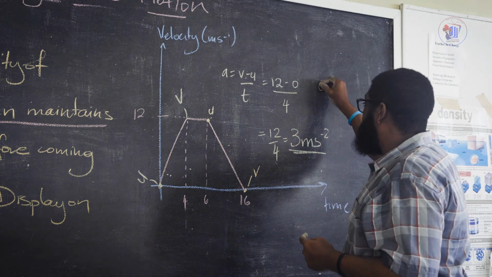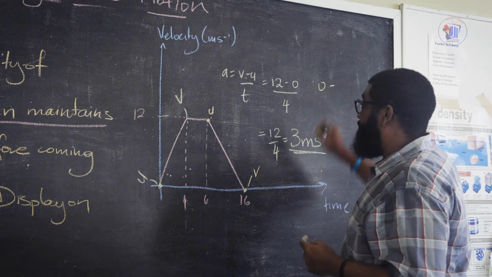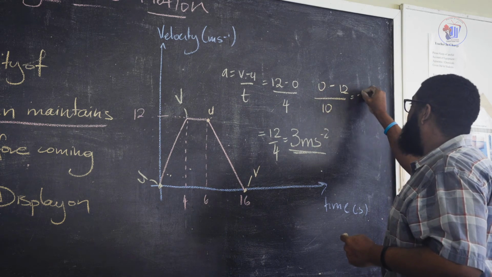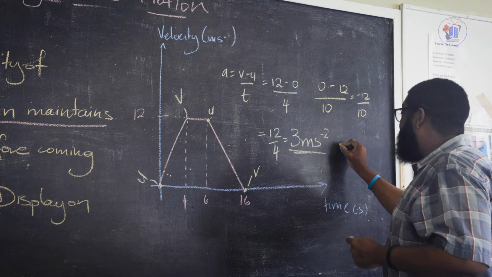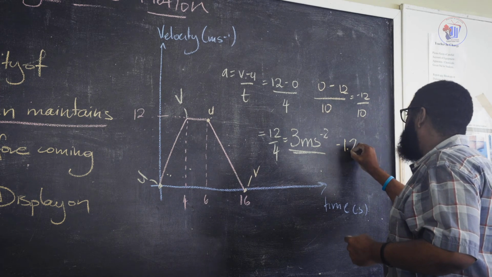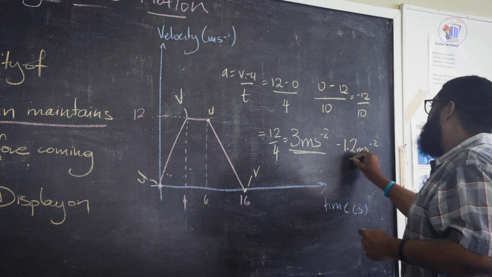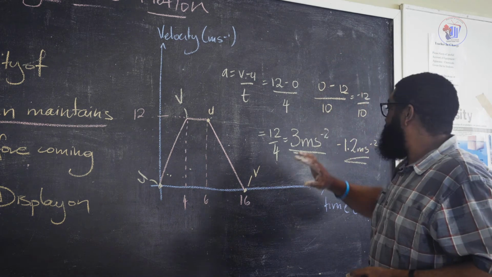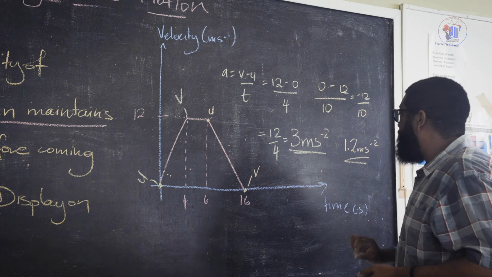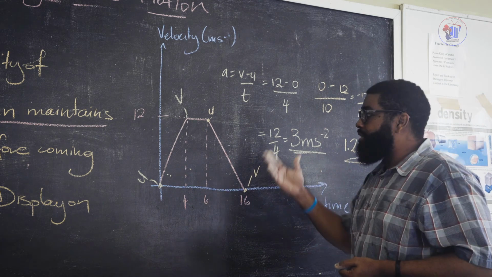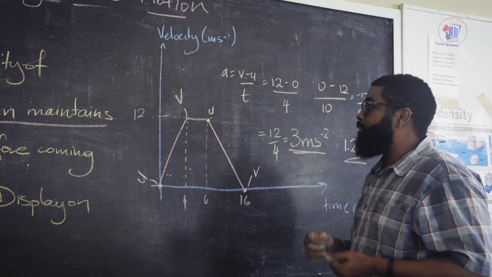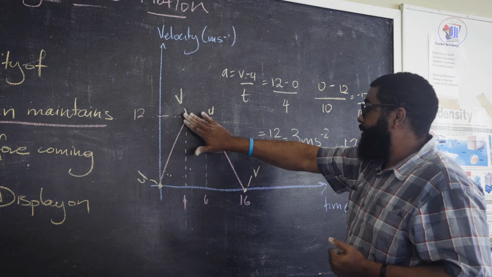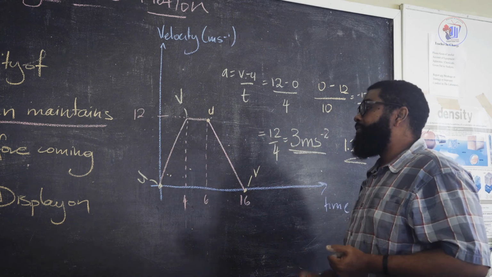Again, because it's 0, where we end up, minus 12, where we started, upon 10. And this is minus 12 over 10, and the answer is negative 1.2 meters per second squared. Now, this is my acceleration. If I said deceleration, I would take this off. I wouldn't need to put the negative sign because deceleration already implies I am slowing down. Okay, so acceleration, deceleration, shape of graph.